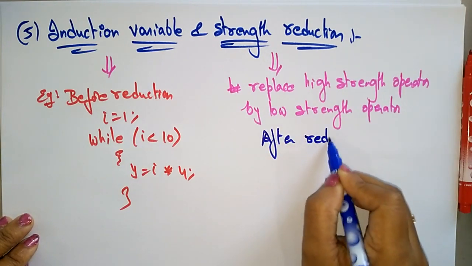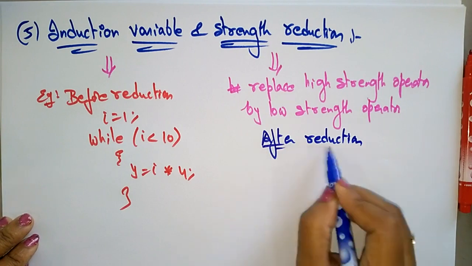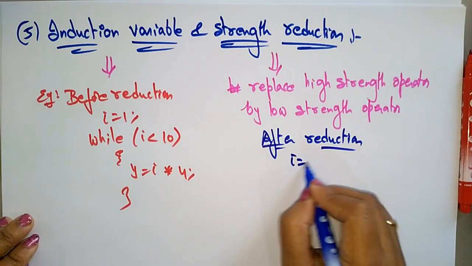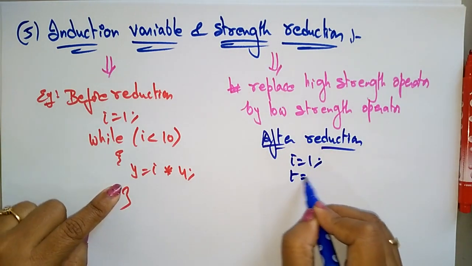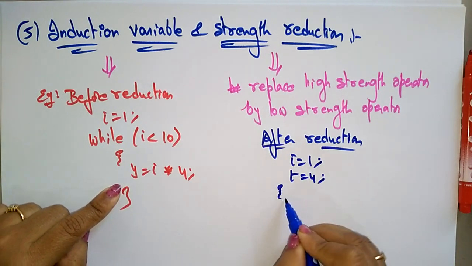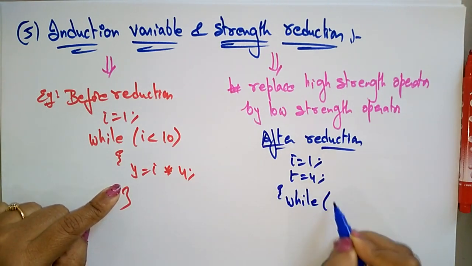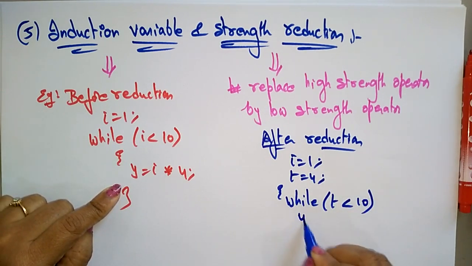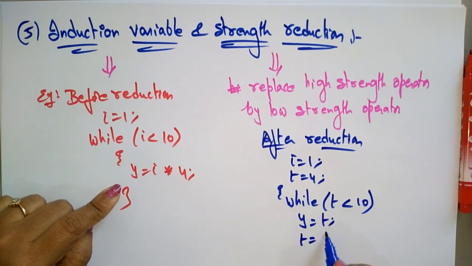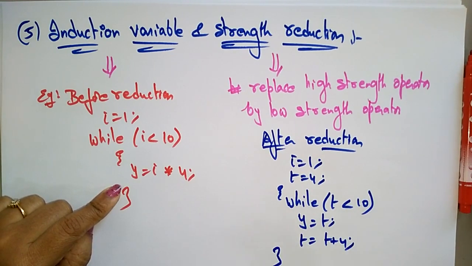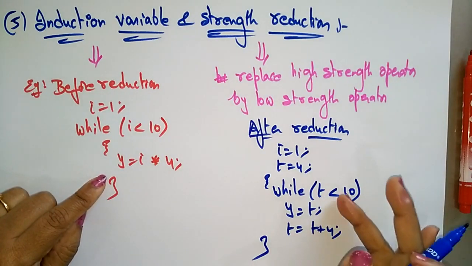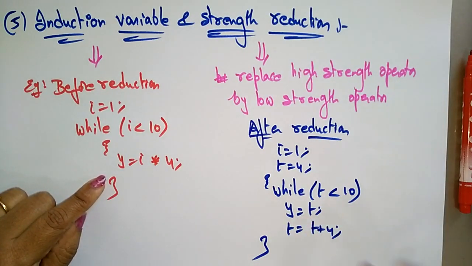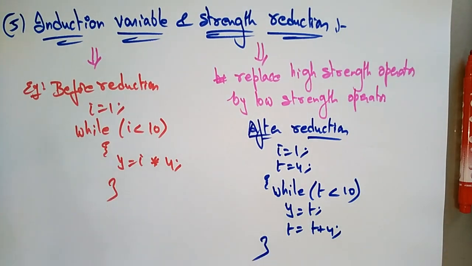After reduction, i is equal to 1 and I have taken t is equal to 4. Inside that, while t less than 10, y is equal to t, and t is equal to t plus 4. So if 4 is less than 10, I have to take y is equal to t and t is equal to t plus 4. So this is the use of the induction variables, and here we are reducing the strength.